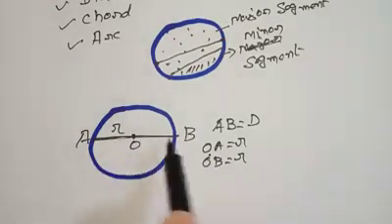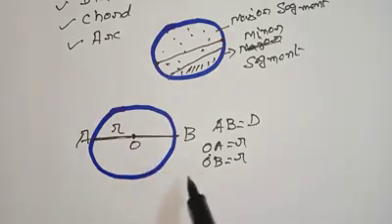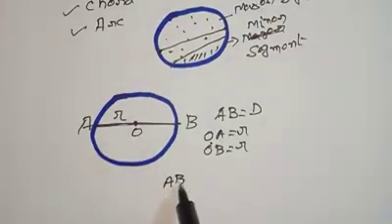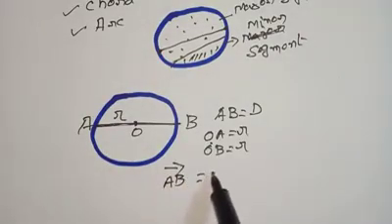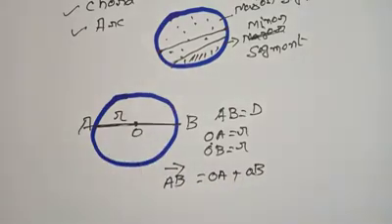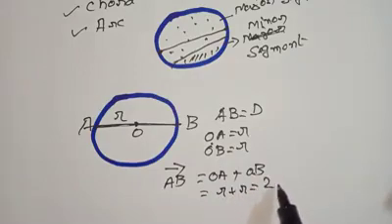So AB, this is a straight line, obviously will be equal to OA plus OB. So I can write the line segment AB equals ray OA plus ray OB. So this is equal to OA and OB, and this is R plus R, which equals 2R. So that is how we get it.